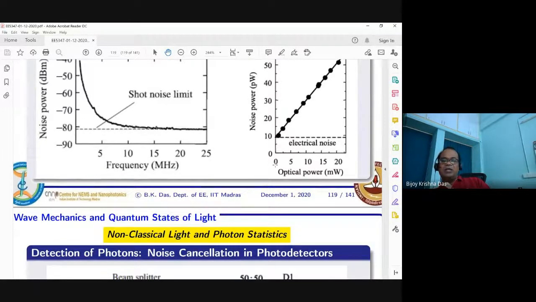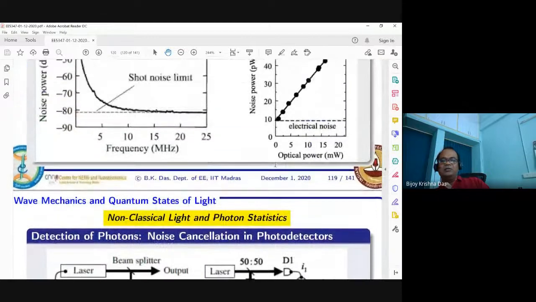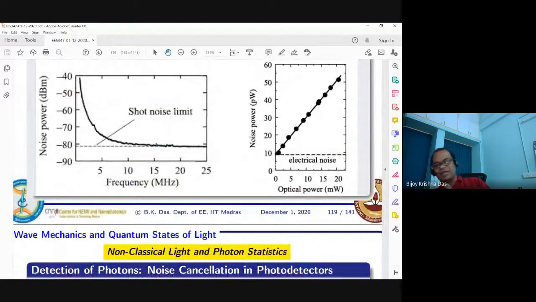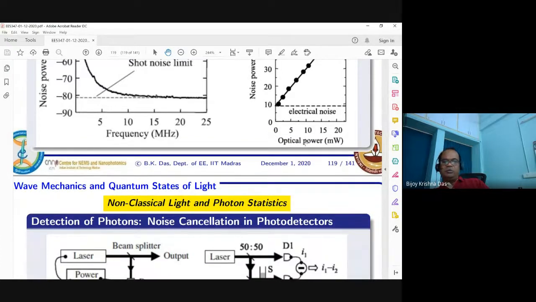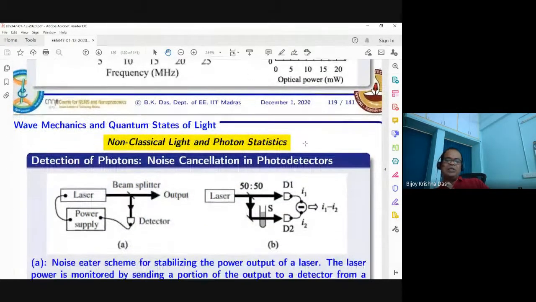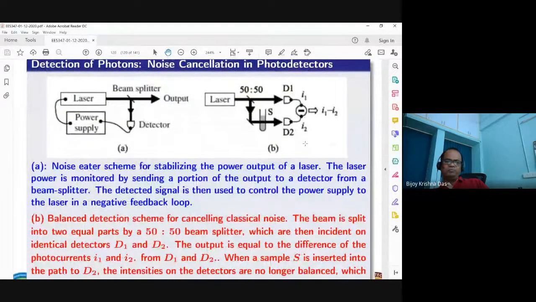And then the next thing is how you can eliminate this classical noise, because eliminating this fundamental shot noise is very difficult. It is a quantum limit. Quantum fluctuations are a fundamental limit, and you have to deal with them in a certain way, but it's not so easy to eliminate. But for classical noise, I think there are two methods explained here.